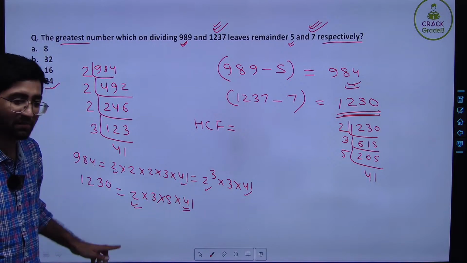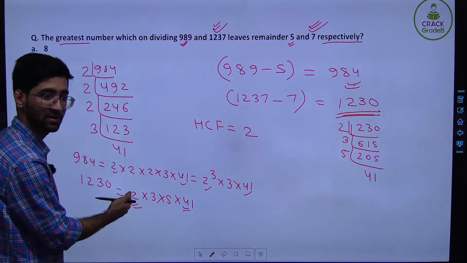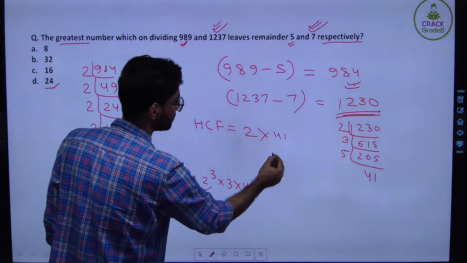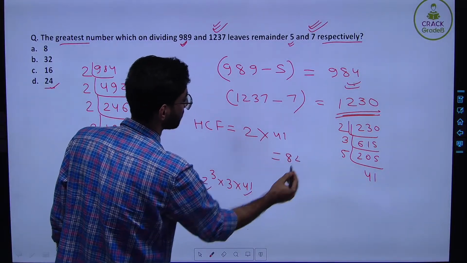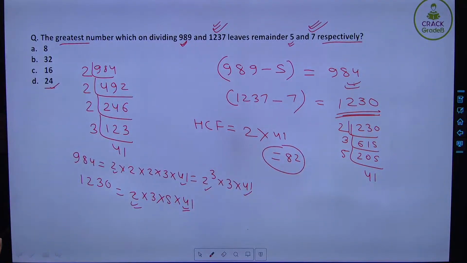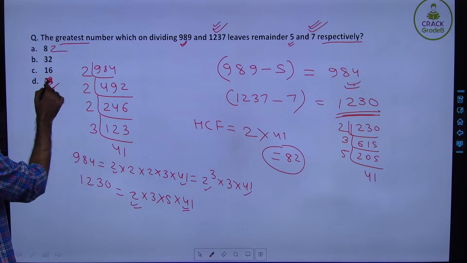But we take the minimum power of 2. So what is the minimum power of 2? That is 1, right? And 41 is common. So 2 into 41 is equal to 82. So 82 will be the answer. That's why we were not getting any correct option. Okay, let us make it 82.